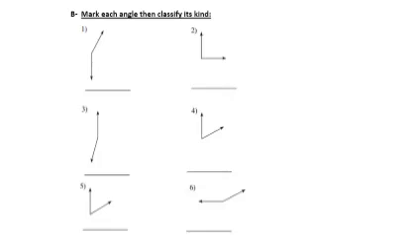In this exercise, we are going to mark the angle, then classify its kind. For the first one, this is the angle, and it's obtuse. The second one is right. The third one is obtuse. The fourth one is acute. The fifth one is also acute, and the sixth one is obtuse.